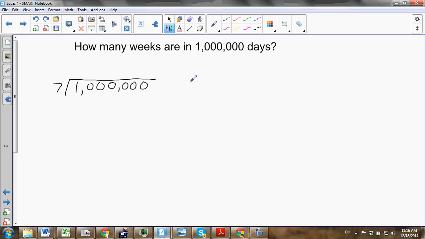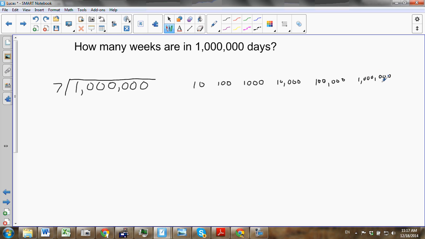Well, clearly there are at least, let's say, 10 sevens would be 70, 100 sevens would be 700, 1,000 sevens would be 7,000, 10,000 sevens would be 70,000, 100,000 sevens would be 700,000, a million sevens, that would be 7 million.